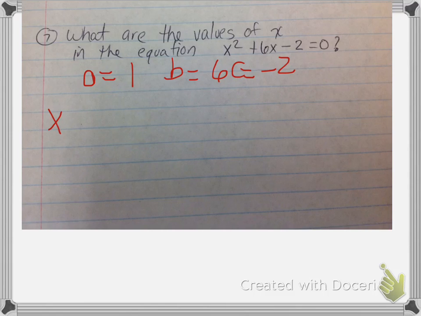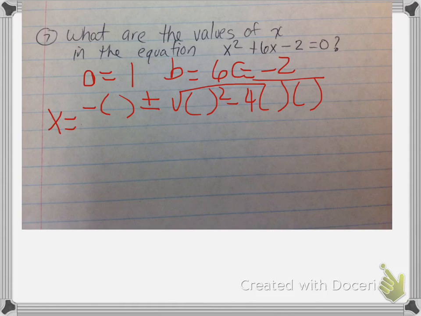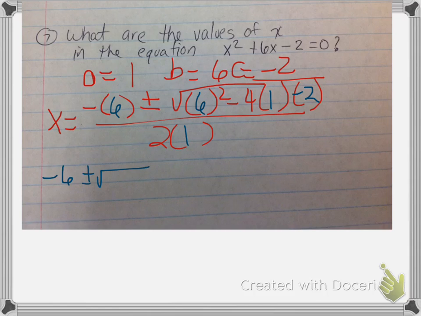Can you write the formula? The formula is negative b plus or minus the square root of b squared minus 4 times a times c, all of that divided by 2 times a. Yes, you will get the formula. Now, your b is 6, a is 1, and c is -2. So the negative of 6 is really what? -6, plus or minus the square root. Can you put that into the calculator for me?